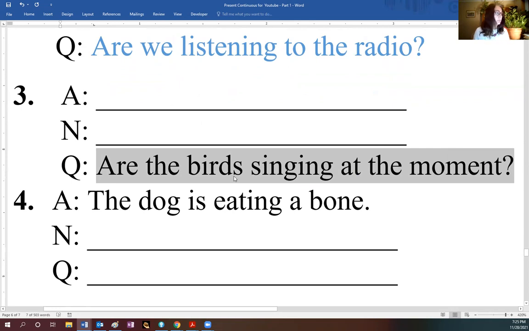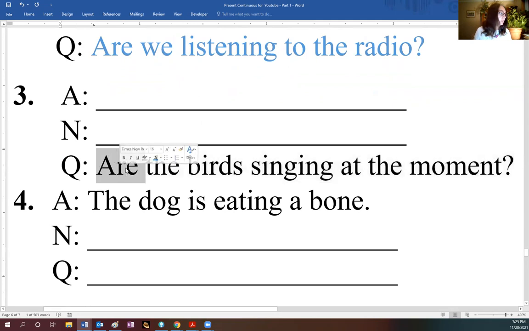Okay, so are the birds singing at the moment? So what do I do now? I do it backwards. So now the verb to be is first. I take the verb to be and I put it after the subject. I put it after the birds. So the birds are singing at the moment.